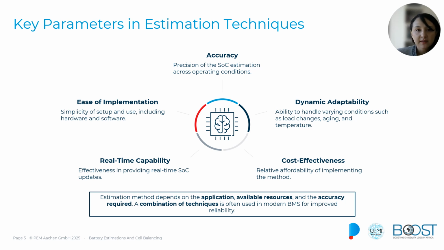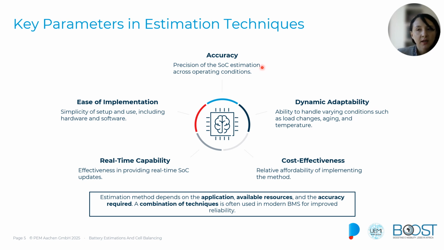The fuel gauge, in order to accurately estimate the battery parameters, will need to be selected based on the applications, the available resources, and the requirements. Different estimation techniques are going to be evaluated then, and they are going to be selected depending on those application requirements. In order to compare them in the following slides, we will use these key parameters and we will see how these parameters will influence the effectiveness of the estimation. So let's go through each of these parameters, starting with the accuracy.